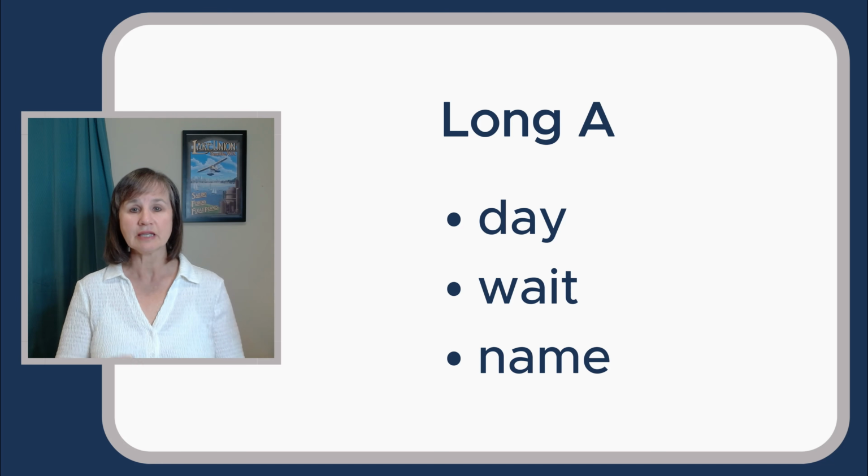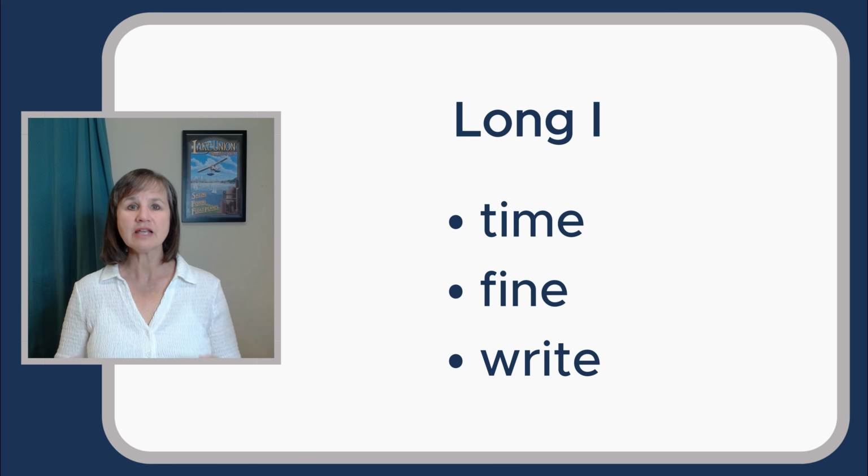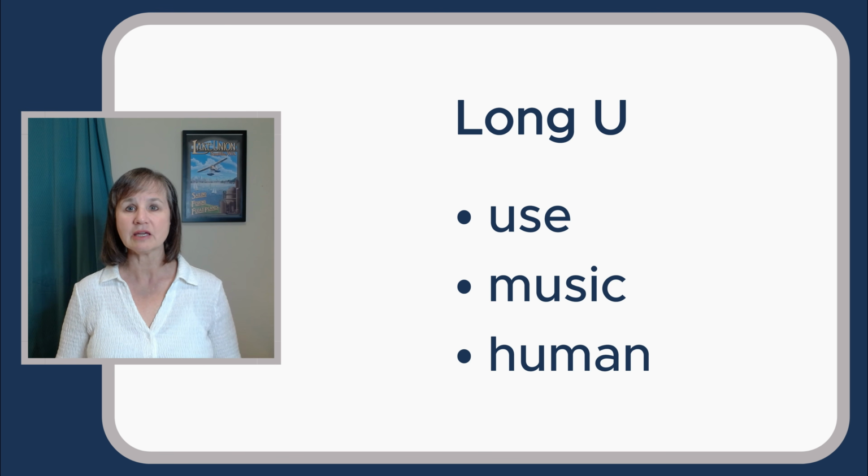Each of the vowel letters has what we traditionally call a long sound and a short sound. The long vowel sounds like the name of the letter. So long A sounds like A, as in day, wait, and name. Long E sounds like E, as in see, seat, and cheese. Long I sounds like I, as in time, fine, or right. Long O sounds like O, as in go, home, and focus. Long U sounds like U, as in use, music, and human.